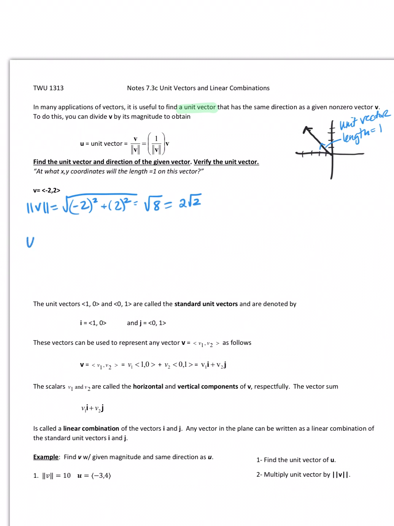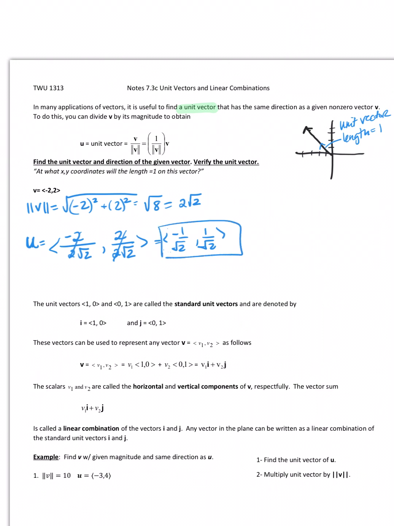Then my unit vector is going to be -2 over the magnitude, 2 square roots of 2, and then +2 over 2 square roots of 2. Now notice what's going to happen. These 2's will cancel. That reduces to -1 over the square root of 2. For now, we don't have to rationalize. I know normally we would rationalize, but for right now, we don't have to. And this would be +1 over the square root of 2. So this is my unit vector.